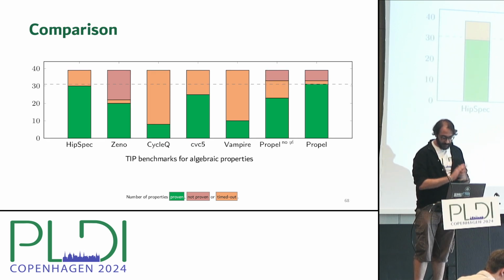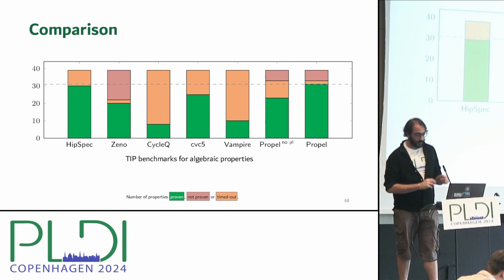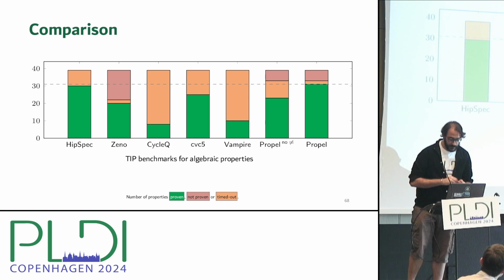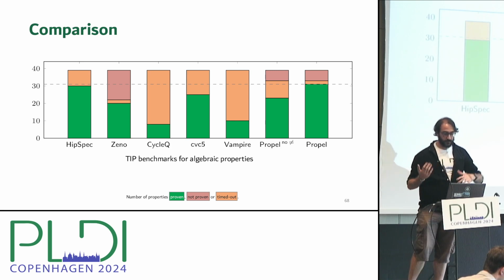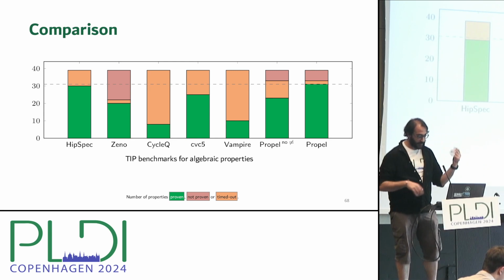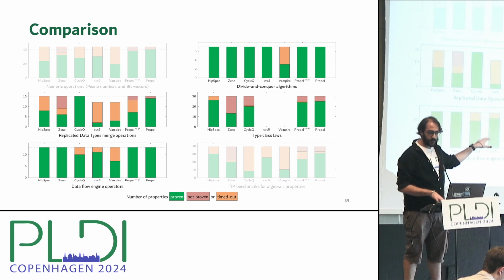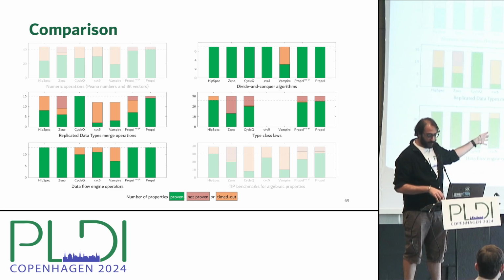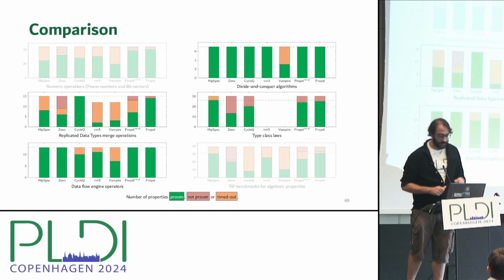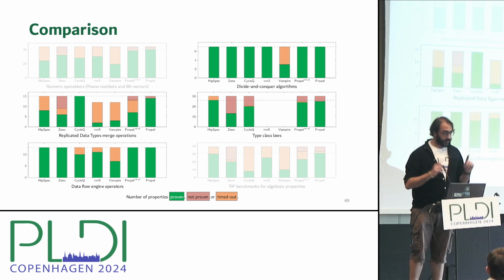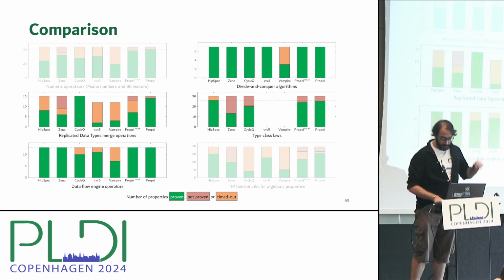In some other cases, such as the TIP benchmark, which is a benchmark for inductive theorem provers, disequalities helped us to prove things faster, so we timed out on fewer cases. But we also did some more evaluation on divide and conquer algorithms, CRDTs, data flow engine operations, etc. All the juicy details are in the paper with the numbers, because here we can't put numbers, there are too many.